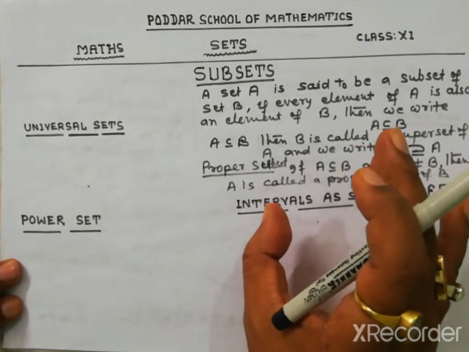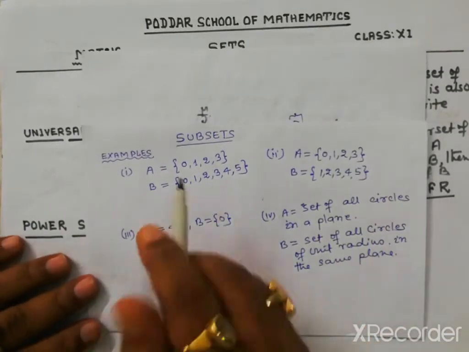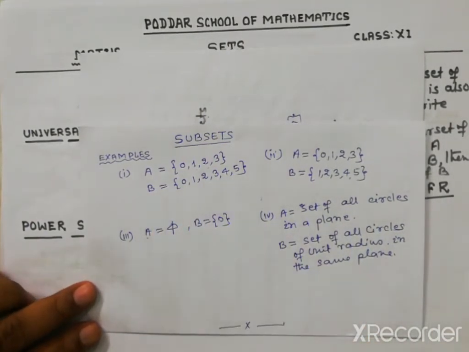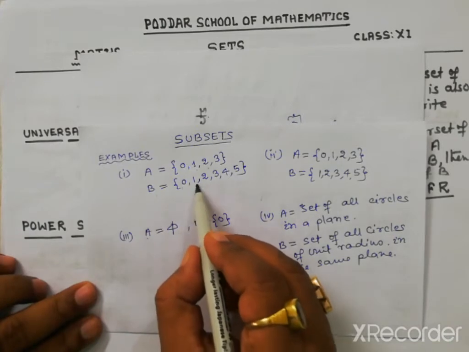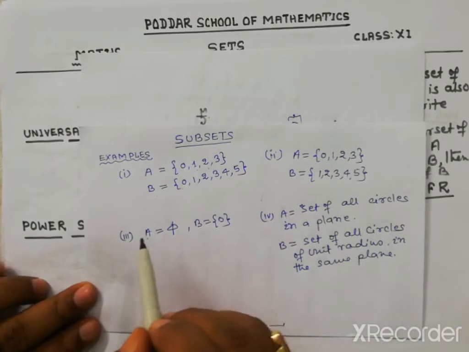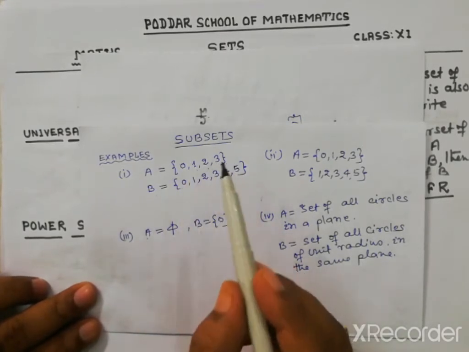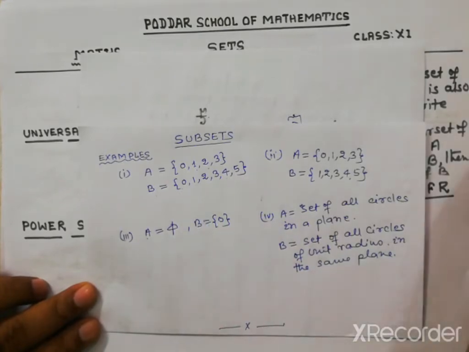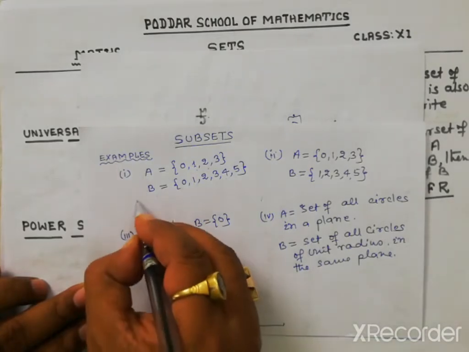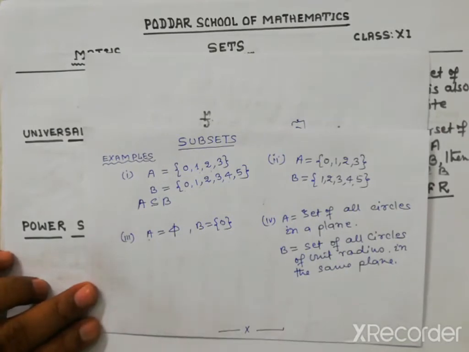Let us understand this thing by an example. First of all, we have discussed about subset. Suppose A is equal to {0, 1, 2, 3} and B is equal to {0, 1, 2, 3, 4, 5}. We are seeing that every element of A, every element means 0, 1, 2, 3, every element of A is present in B. If every element of A is present in B, then we can say that A is a subset of B. I think it is clear.